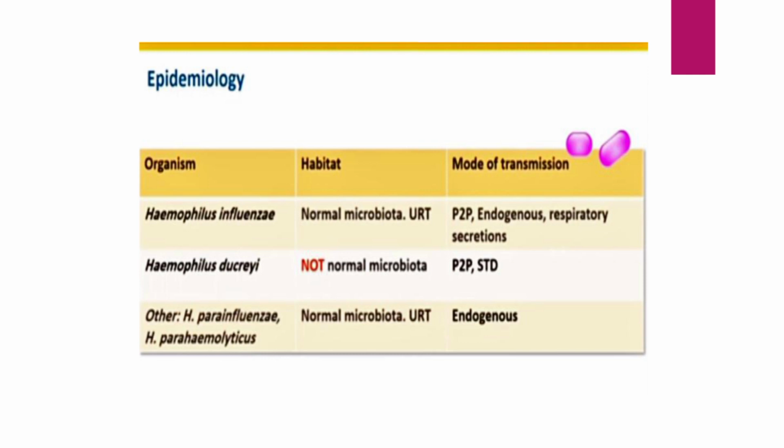Epidemiology. There are three common species: Haemophilus influenzae, Haemophilus ducreyi, and Haemophilus parainfluenzae. Habitat and mode of transmission. Haemophilus influenzae: habitat is normal microbiota of the upper respiratory tract, mode of transmission endogenous. Ducreyi: not normal microbiota, sexually transmitted disease. Parainfluenzae: normal microbiota, endogenous.